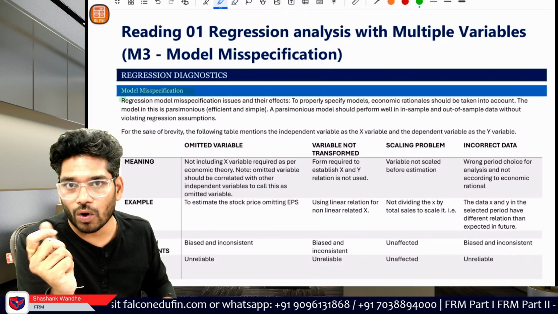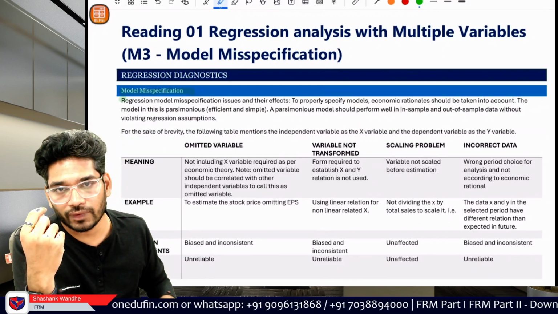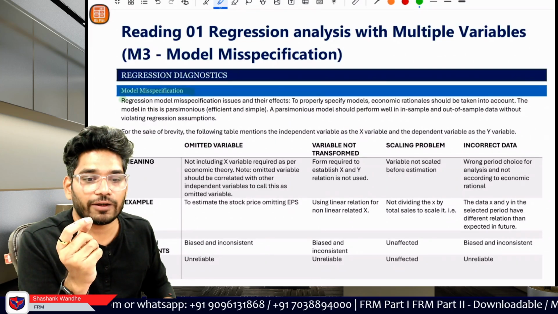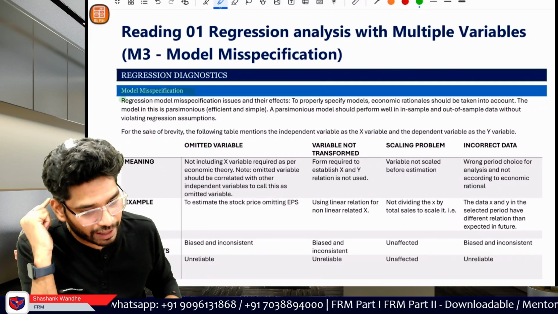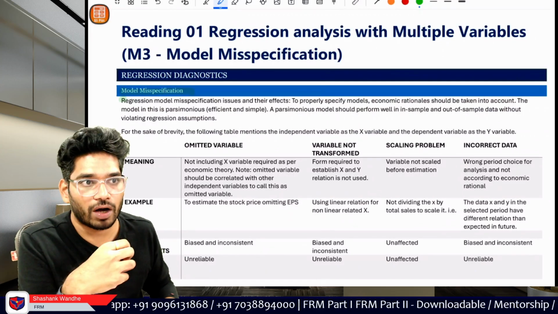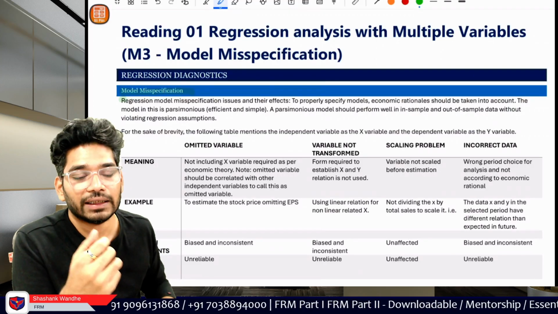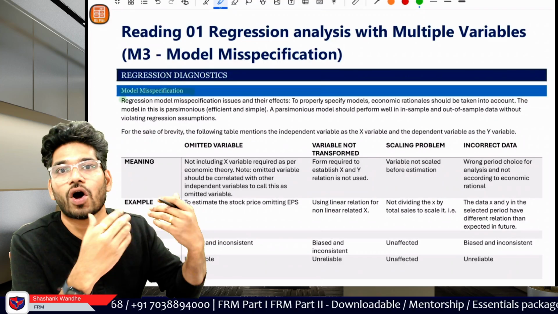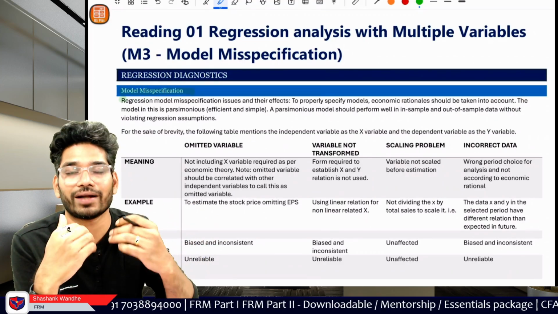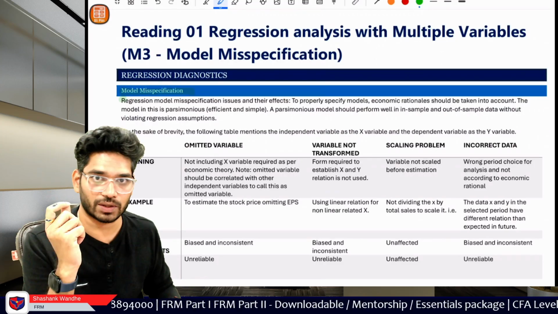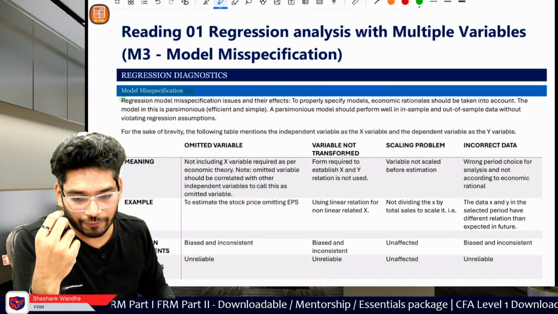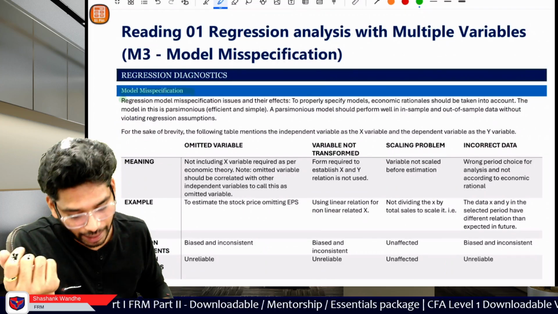For example, if you want to understand stock prices, then we should take x variables, that is independent variables, like the EPS, maybe the volume of trading, and so on, and not just some random xyz variable which is not related or which may not create an impact on the stock prices. So this is the reasoning behind why the regression model should have economic rationale.